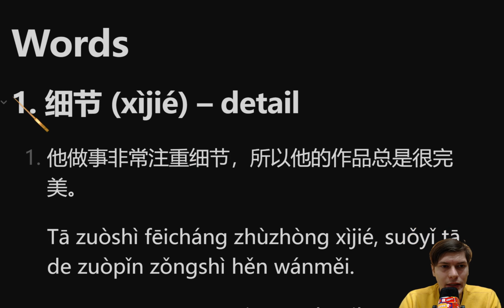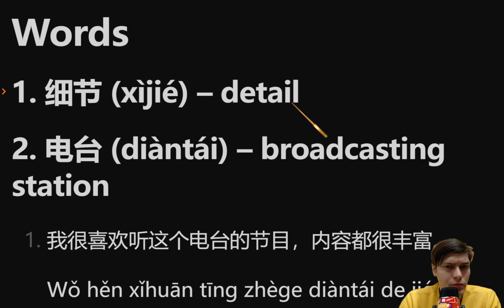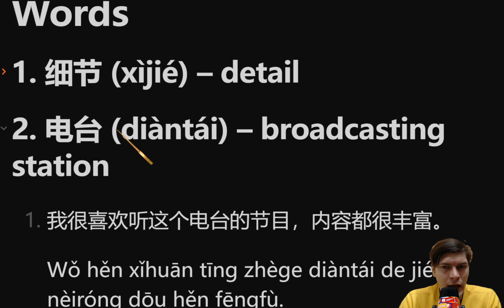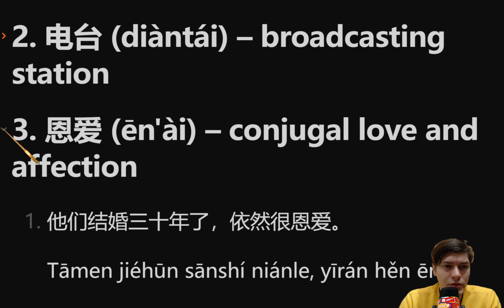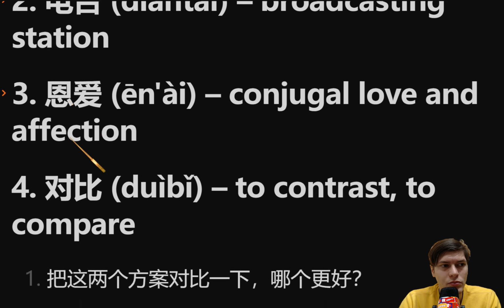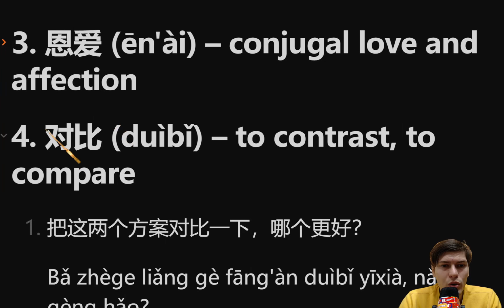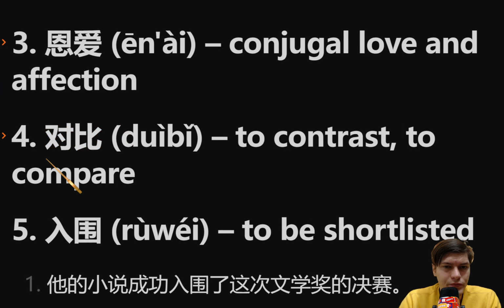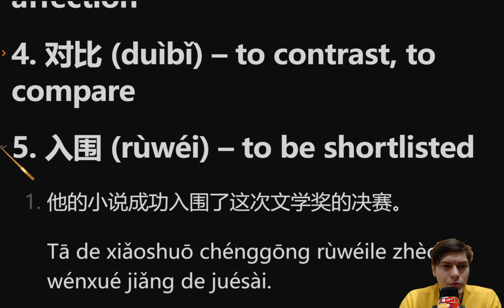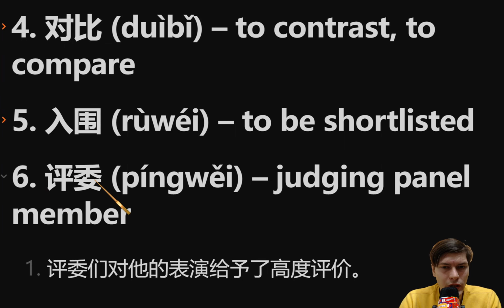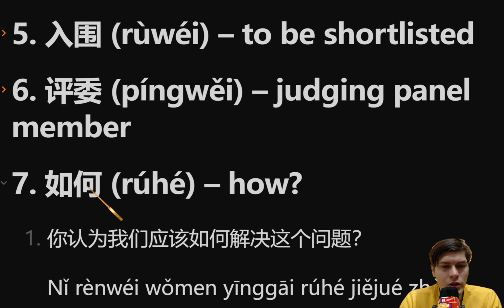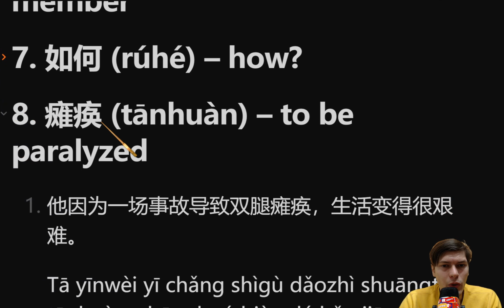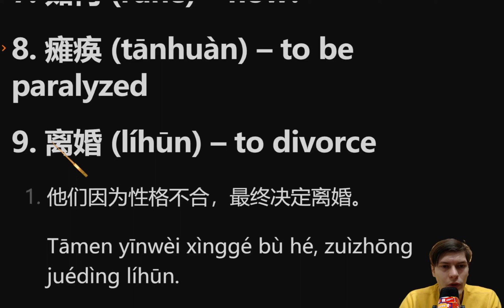细节 detail, could also be details. 电台 broadcasting station or radio station. 恩爱 love and affection between husband and wife. 对比 contrast, to compare. 入围 to be shortlisted. 评委 judging members or jury. 瘫痪 to be paralyzed. 离婚 to divorce.